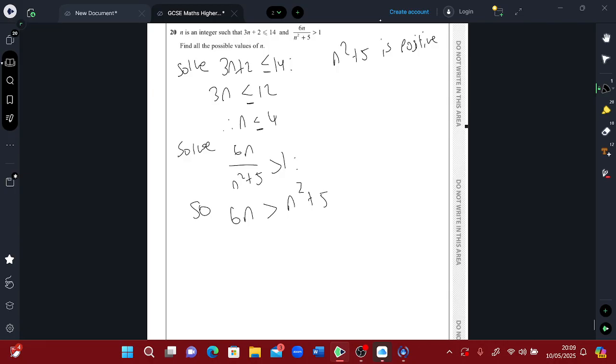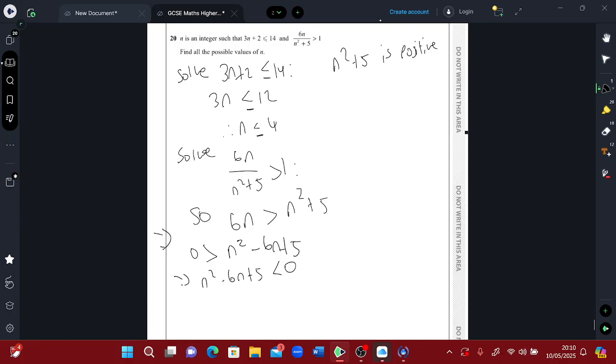If we then subtract 6n, we would have 0 is greater than n squared minus 6n plus 5. And actually, we can just reverse it. So we can then say n squared minus 6n plus 5 has to be less than 0. Yeah, now this is the quadratic.